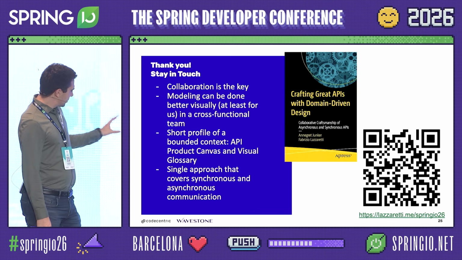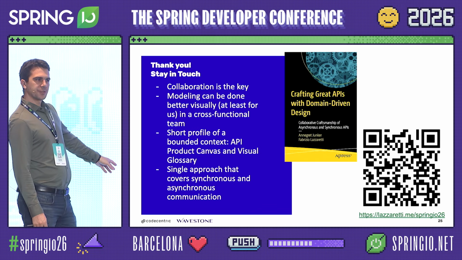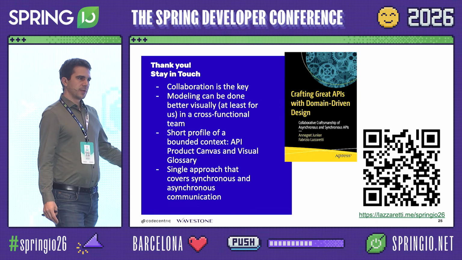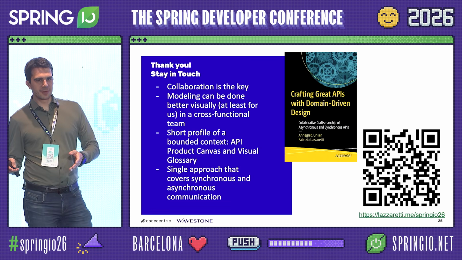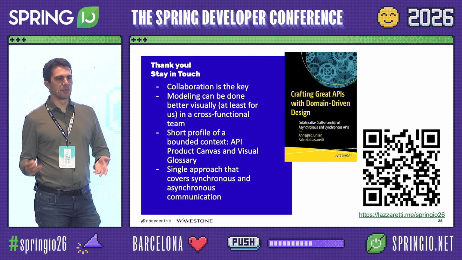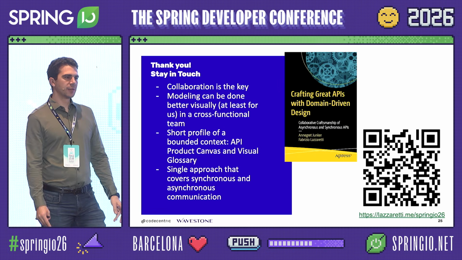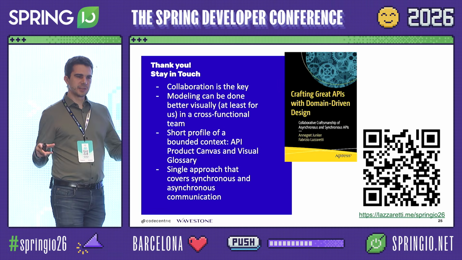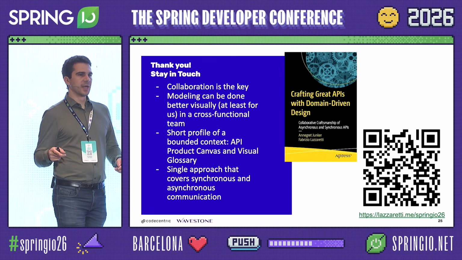And it's a single approach that covers synchronous and asynchronous communication. I think that's really important, because a lot of you are coming with one approach that works just for synchronous or asynchronous, but not both. And I think it's really important that we start here and say, let's do integration, let's look at the whole business journey, but don't first ask, is it a REST API or so?